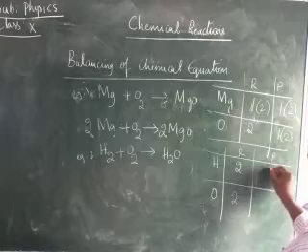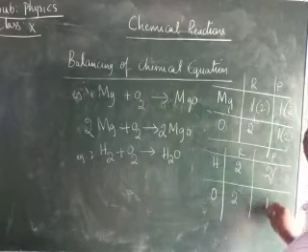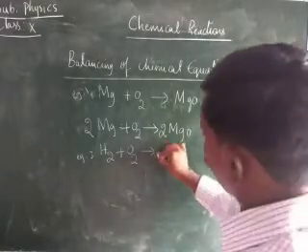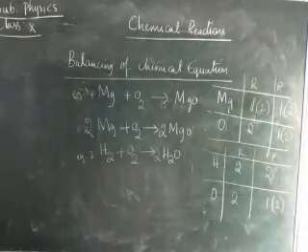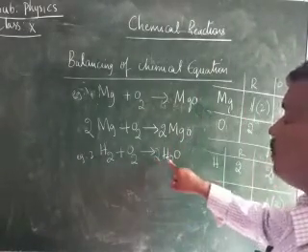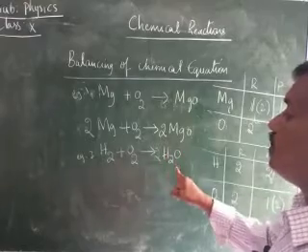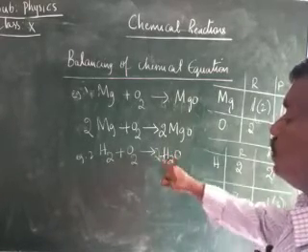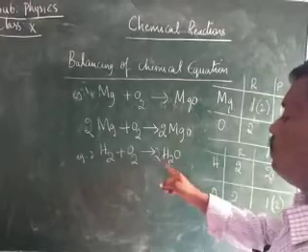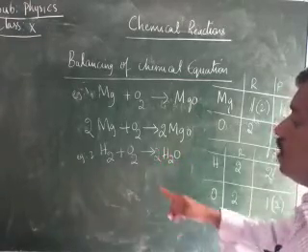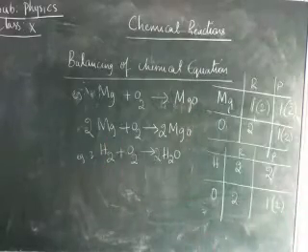In the product side, 2 here, only 1 is here. Therefore I should make this 1 as 2. To make this 1 as 2, I should keep 2 here. Okay. Therefore how many are there? 2 oxygens are there. But how many hydrogens are there? 4 are there, children. 2 2s are 4. Now when we check them, we should multiply them, children. Here how many are there? Only 2 are there.